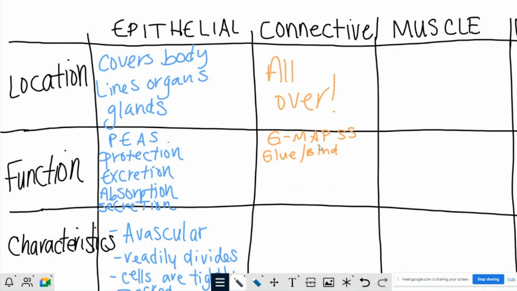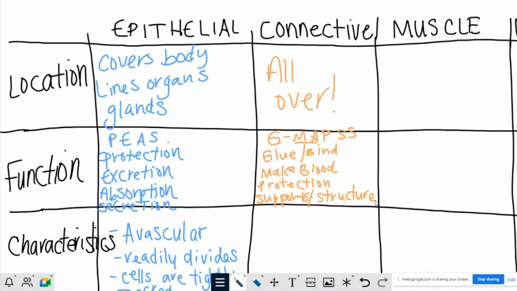What else? Well, the other thing is the MA. The second part, MA, stands for makes blood. Your connective tissue makes blood, and blood is also a connective tissue. Protection, support, and structure. So characteristics.